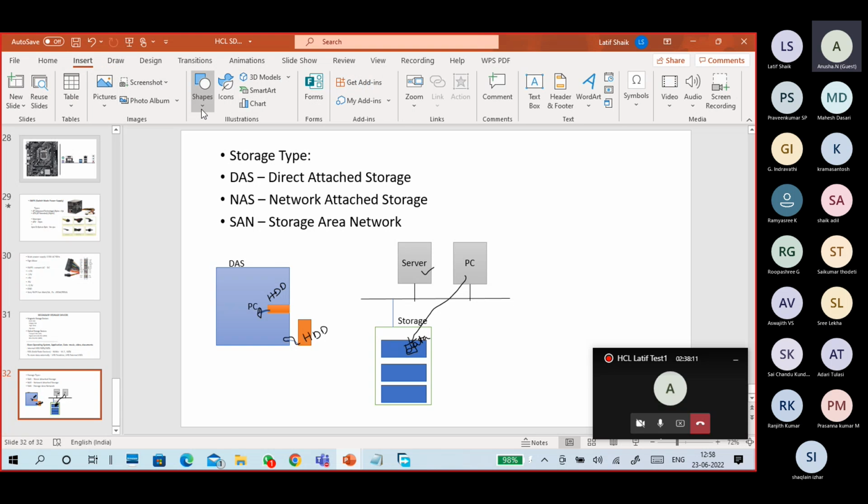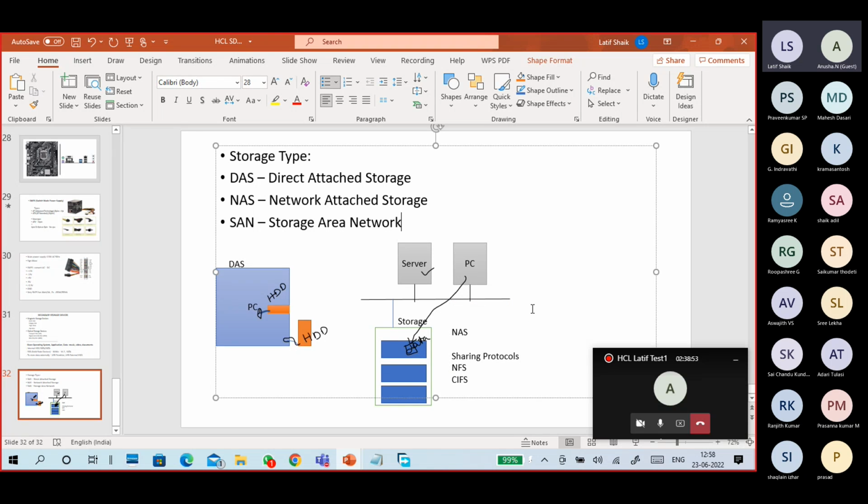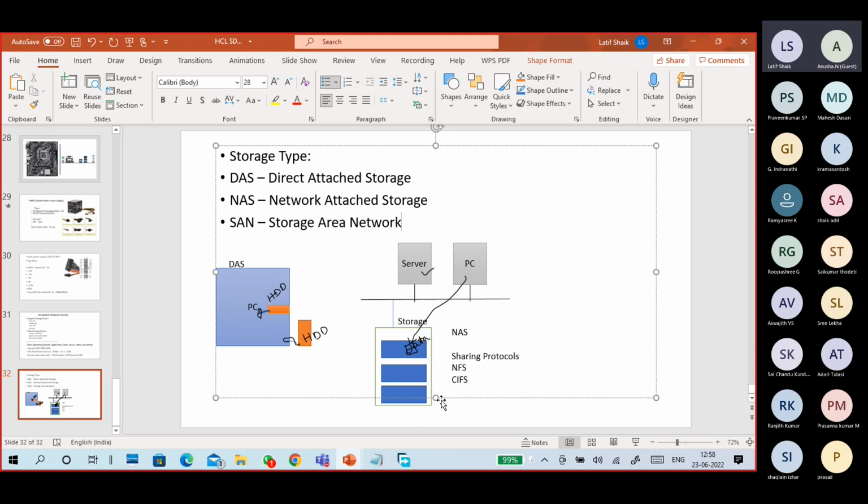It uses data sharing protocols like NFS, CIFS kind of stuff. So this is completely NAS, network attached storage, used by small organizations, including yourself. You can use NAS storage. If you have money, you can use NAS storage also.